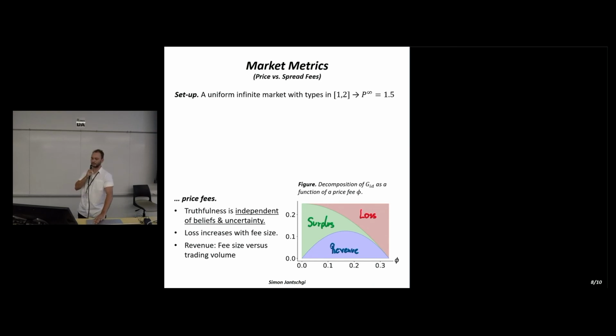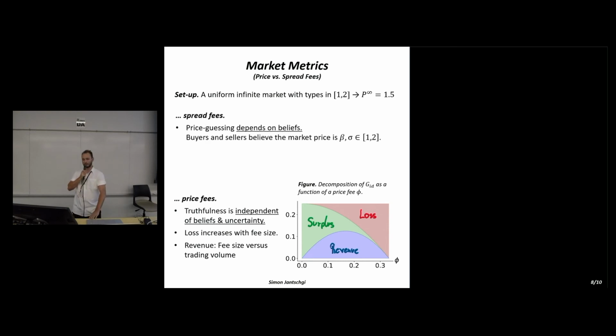So this truthfulness is independent of beliefs and uncertainty, so this one picture really characterizes the market metrics for price fees perfectly. Now the point is that the same thing is not true for spread fees. Why? Because here we have the optimal behavior of price guessing. And price guessing crucially depends on the beliefs of the traders.